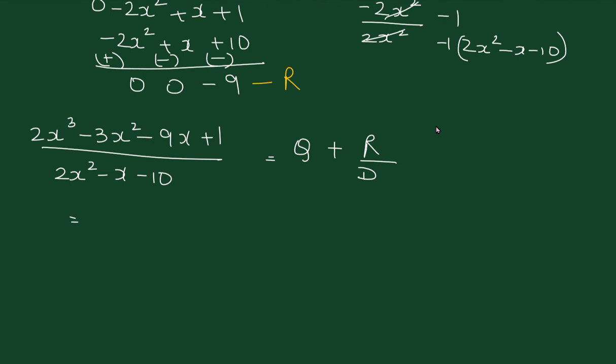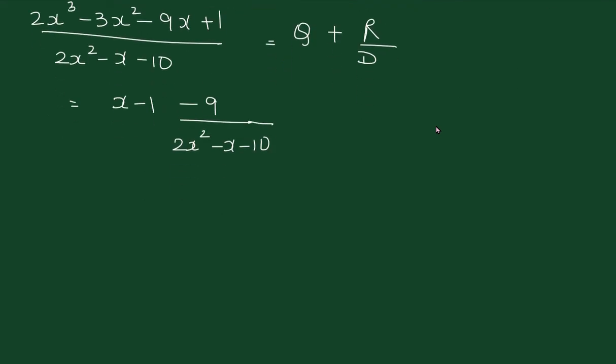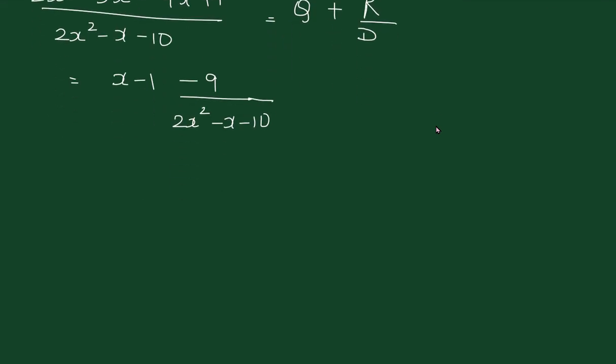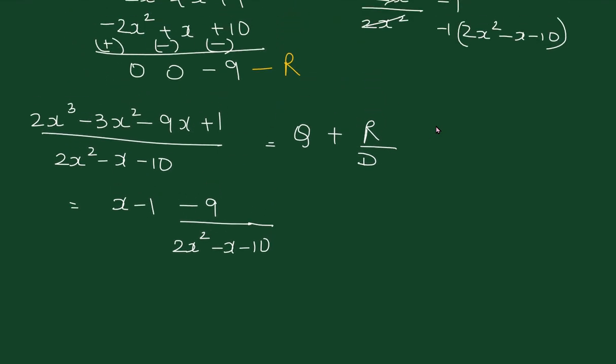So this becomes the quotient. Quotient is x minus 1 plus remainder upon divisor, that is minus 9 upon the divisor, which is 2x square minus x minus 10. It looks long, but it is not at all hard. So this much we did in the rough work actually. Only the division is done as rough work. Remember that.